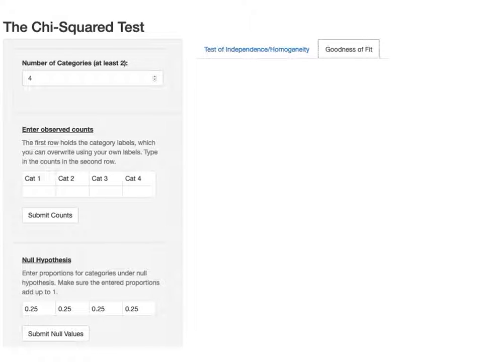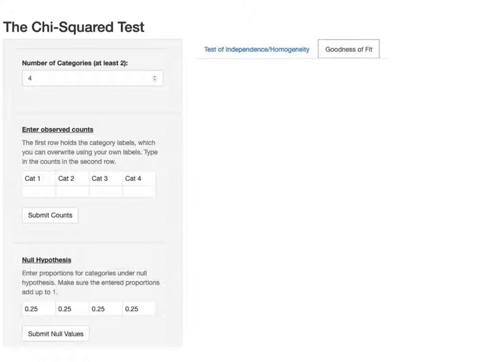Then down here, the null hypothesis asks what proportion do we think should happen if the null hypothesis is true. And the null hypothesis is that you should have 25% of the birthdays in each 25% of the year if there's nothing going on here. So this default that is 25% in each category is fine. This one I have to actually enter.